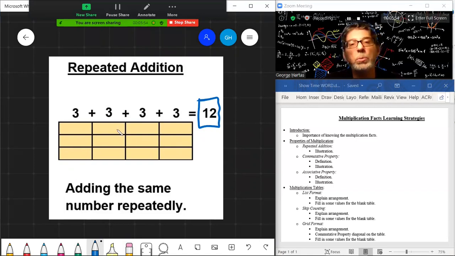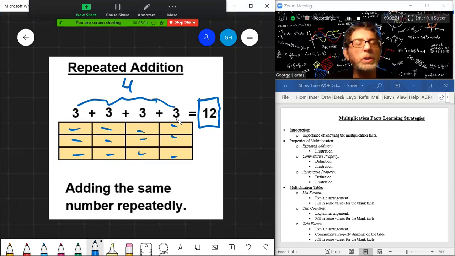Now, when you say 4 groups of 3, what are you talking about? Well, you can think of it this way. Pretend you have 1, 2, 3 boxes here, 1, 2, 3 here. You have 4 groups of 3 boxes. So there are 3 boxes here, plus another 3 here, plus another 3 here, plus another 3 here. Altogether, there are 4 groups of 3. So 4 times 3 is 12. It's really adding the same number repeatedly. Multiplication is repeated addition. You can think of it that way.